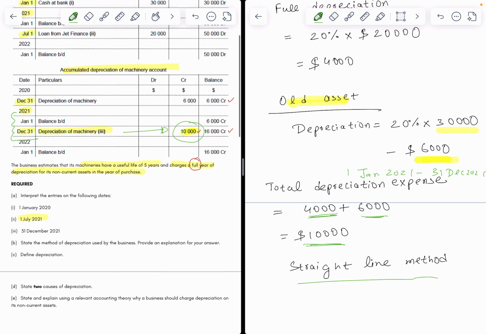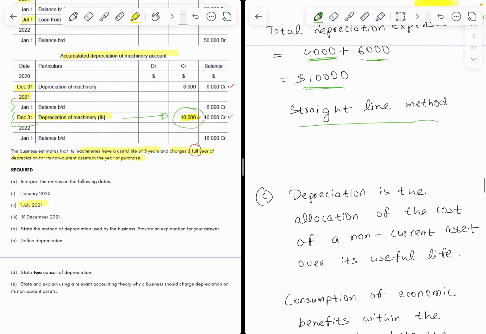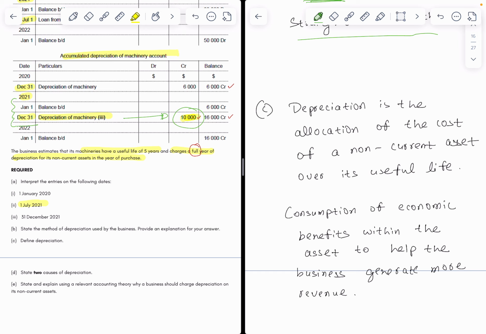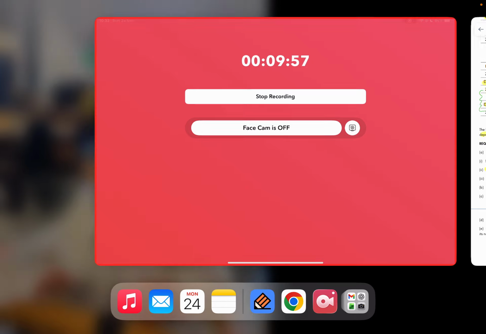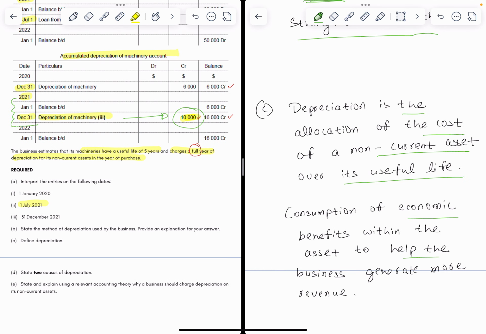Now, what about part C? Define depreciation. So the simple definition, which will obviously give you full marks if you write it in your exams, is to say that depreciation is the allocation of the cost of a non-current asset over its useful life. But we are business students and we want to understand this from a real perspective as well. You could also think of depreciation as an expense which we incur through the consumption of economic benefits that originally comes with the purchase of the non-current asset, right?